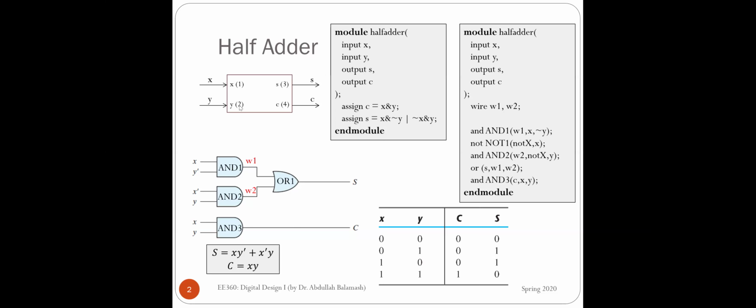How to write a module to describe the circuit? We say module, then we give it a name. We name this half adder. Then parentheses. Then we define the inputs, input X, comma, input Y, comma, output S, comma, output C. There's no comma here. Then we close the parentheses, then semicolon. Then at the end we say end module. Now in the middle here we describe the circuit using the logic gates or using the Boolean functions.